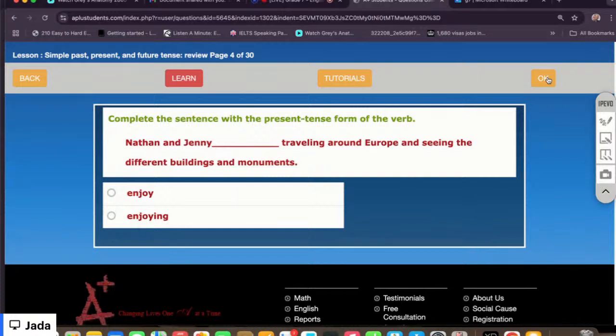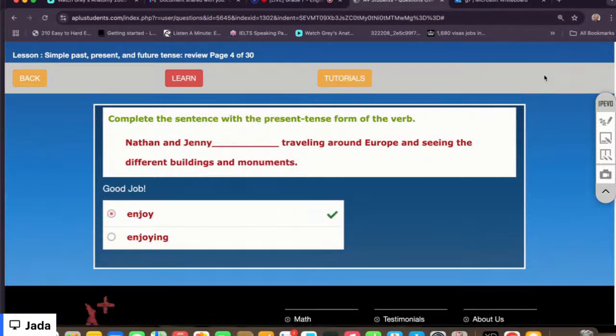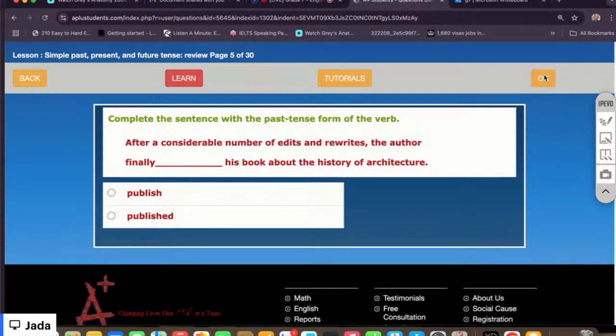Nathan and Jenny dash traveling around Europe and seeing the different buildings and monuments. This is asking for present tense. So Nathan and Jenny enjoy traveling around Europe and seeing the different buildings and monuments. After a considerable number of edits and rewrites, the author finally, past tense. This is asking for past, so it's going to be the author finally published his book about the history of architecture.